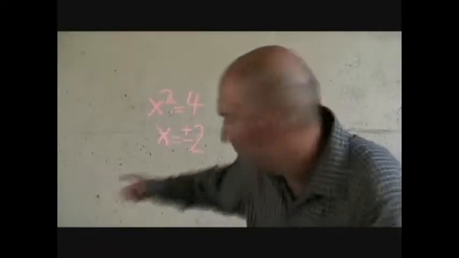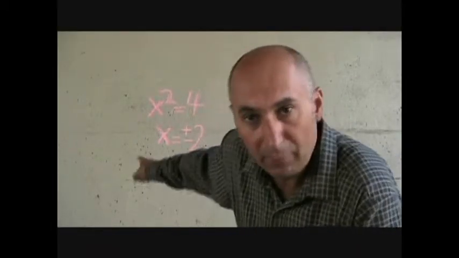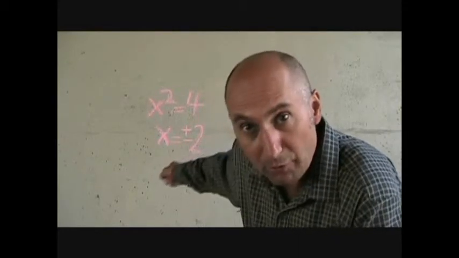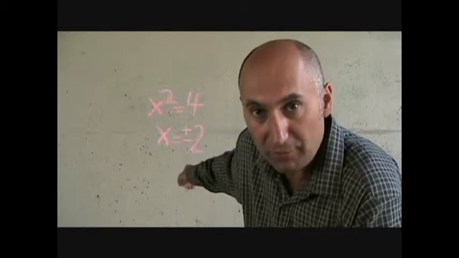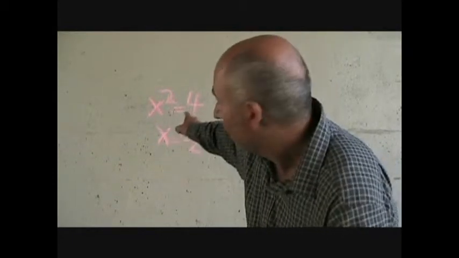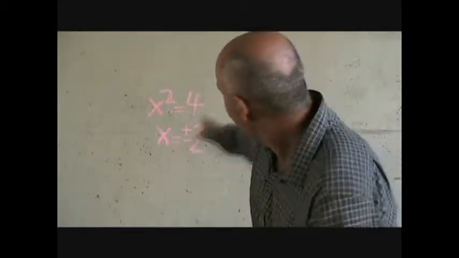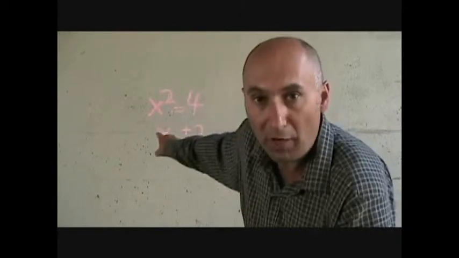So what we got is x squared is equal to 4, and we solve for that by taking the square root of both sides or by factoring. So what we got is x is equal to plus or minus 2. Now, as we talked about before, this is just one box.